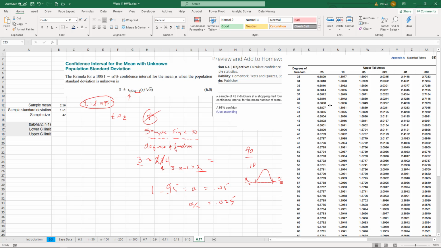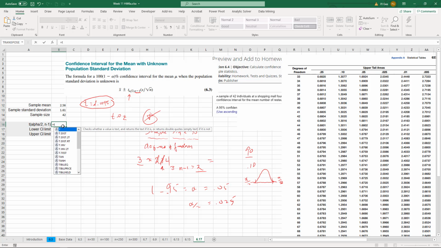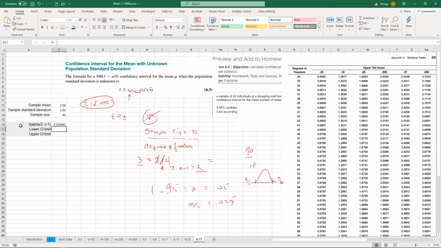Okay, so we're going to use Excel to do the same thing. It's going to be equal to T.INV of, and you need to put the whole probability in there, not the alpha over 2. You need 1 minus alpha over 2, which is 0.025. Degrees of freedom is 41, and we get 2.0195. Okay, it's rounded off to the correct level that the table gives us there.